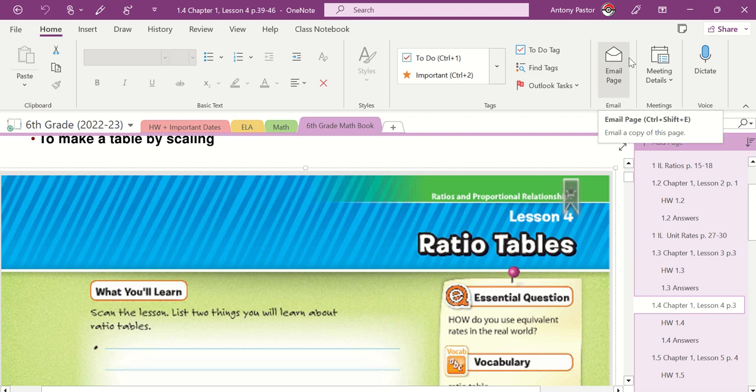Welcome back. Today we are doing Chapter 1, Lesson 4. This is 6th grade math. We're going to be talking about ratio tables today. The first thing we need to talk about is what ratio tables are.